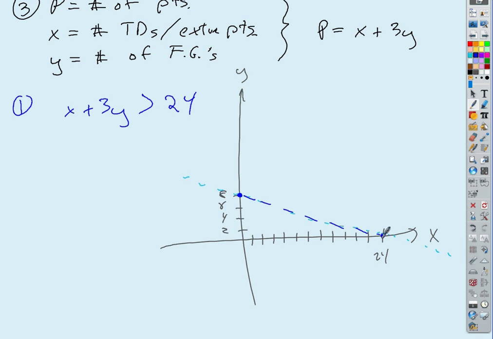Now we want to ask, are we shading above or below? Above. Okay, we're shading above, and the reason we're shading above is because we could test the point for one thing, right?